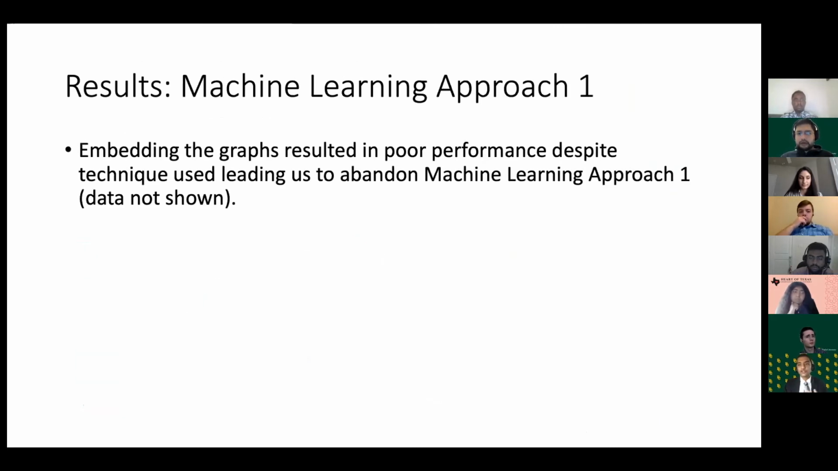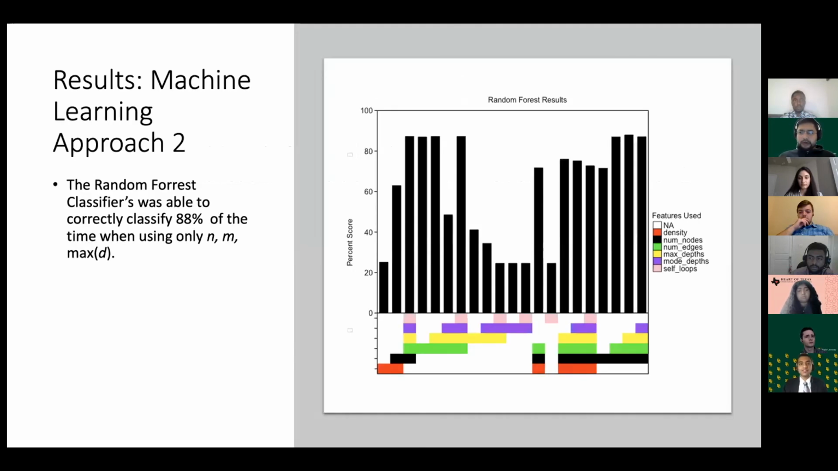For our machine learning approach 1, unfortunately, embedding the graphs resulted in poor performance, and we couldn't continue along with this work. This was despite any technique used. With any of the 4 different types of encoders that we used, we were unable to achieve significant results. I didn't show the data here because it was that bad.